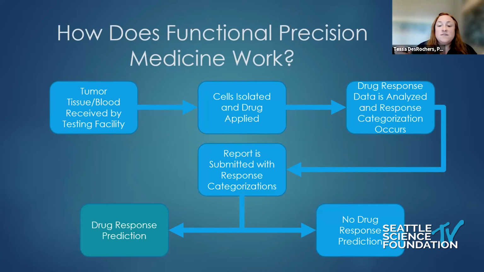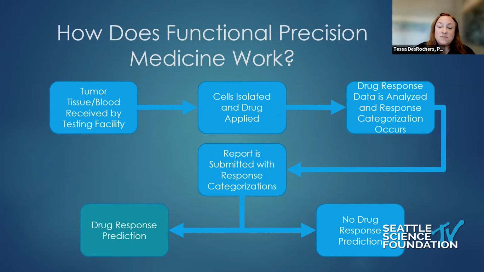Functional precision medicine works very much the same way. Tumor tissue or blood is received by a testing facility. In this case, cells are isolated, not DNA, and then drug is applied. Then the drug response data is analyzed and response categorization can occur. And then just like with a personalized medicine mutation profile, you get a report with response categorizations for all the drugs tested. And you get a drug response prediction, or basically a non-drug response prediction, which means the patient sample couldn't be tested.